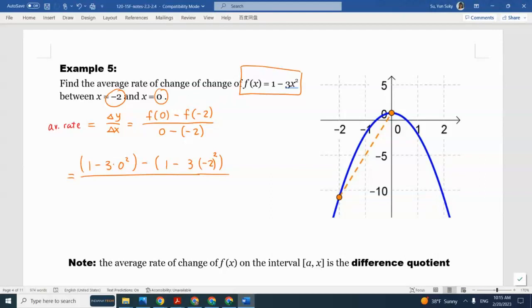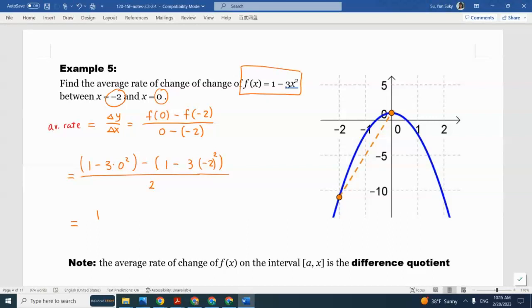Common mistake. Students forget the parentheses. If we forget the parentheses, then this sign will be wrong. Because if we break the parentheses, minus actually becomes plus. So parentheses is very, very important. Okay. Denominator, 0. What's minus negative become? Become positive 2.